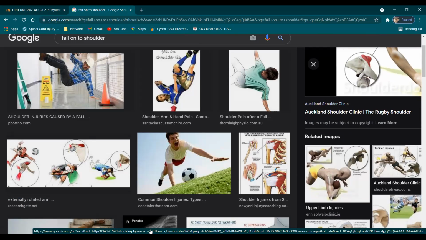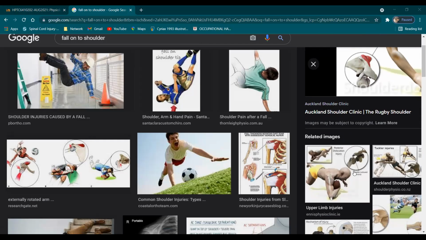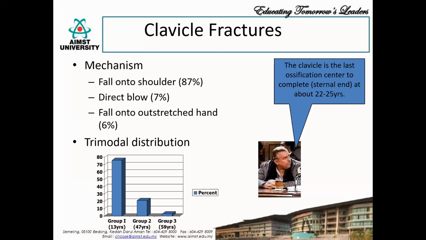We will see it in detail whenever we come across it. If you understand the mechanism of injury, we are halfway to the assessment. Easily you can predict that. Here, the fall onto the outstretched hand is very rare, only 6%. The main thing is the fall onto the shoulder.